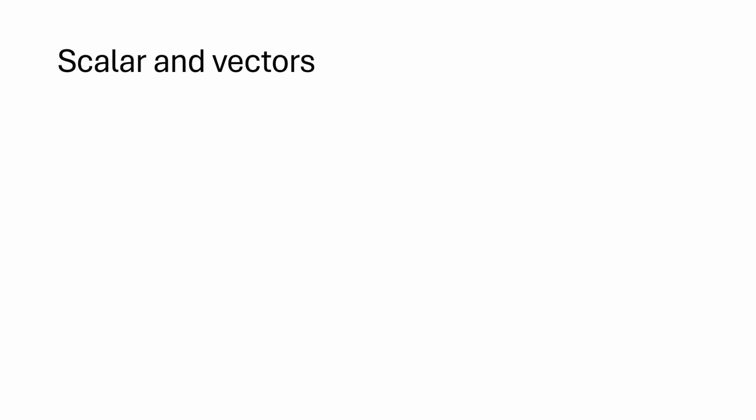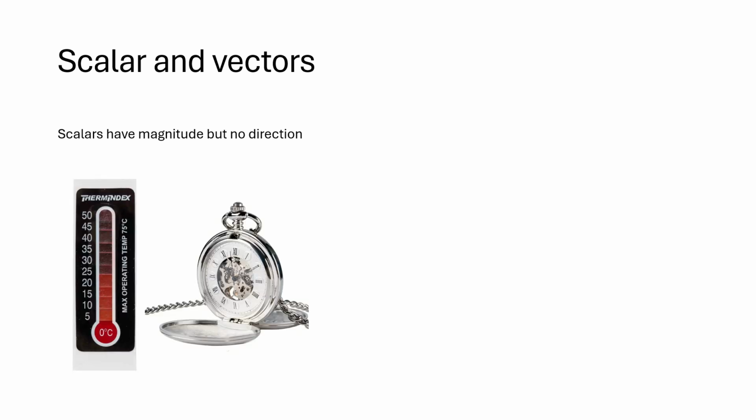Scalar quantities have magnitude but no direction. Examples of scalar quantities include temperature and time. Vectors, on the other hand, have both magnitude and direction. For example, force, displacement, velocity, and acceleration.